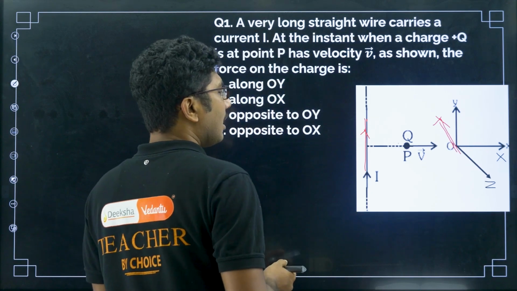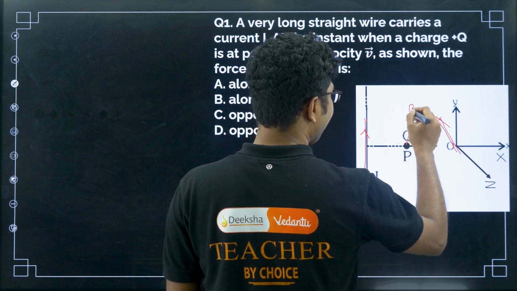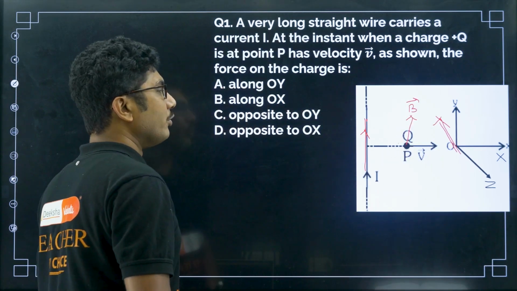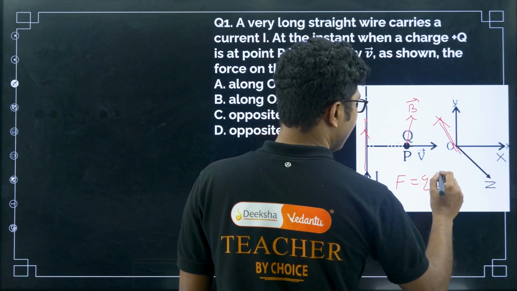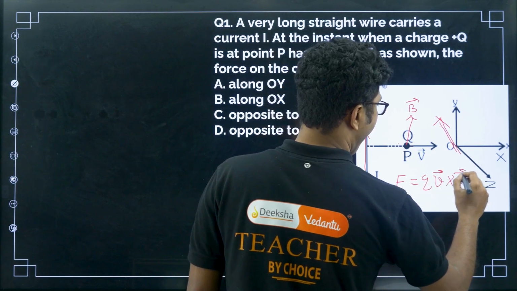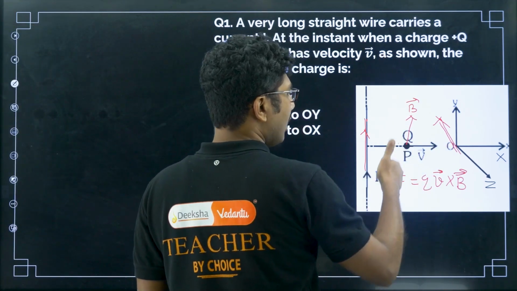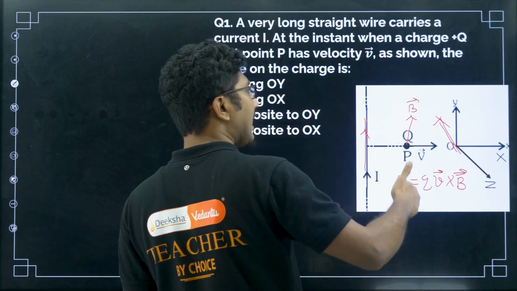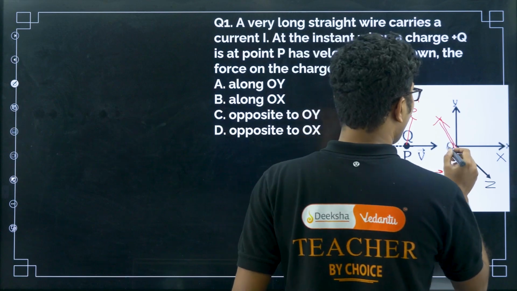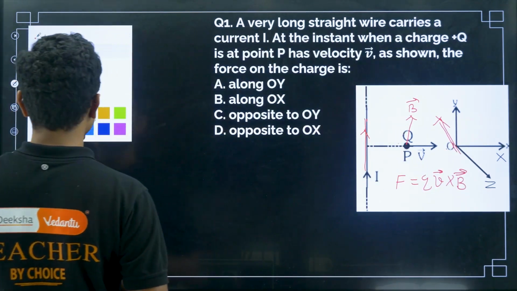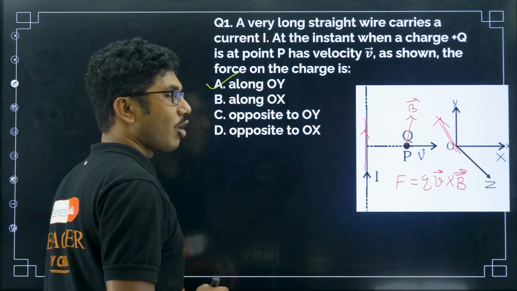Now we know that the magnetic field in this case you can write like this. This is the magnetic field, which is actually into the paper. Now we know that the force is given by Q V cross B, right? So for V cross B, if you start with V and go towards B, the thumb will give you the direction of the force. So the force is along OY. So the correct answer in this case is along OY, so the correct answer is option A.